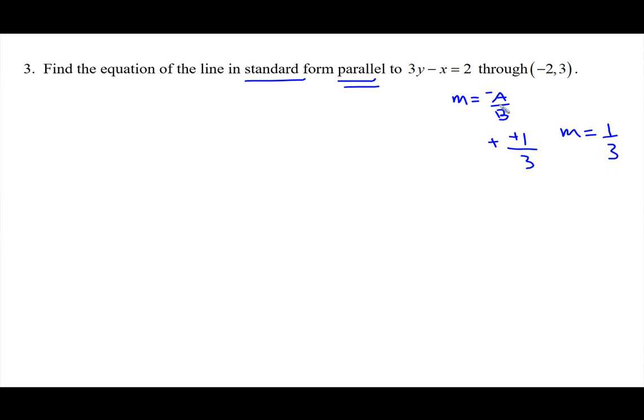Okay. Now you can always just do the work and get y by itself. You know, put this into slope-intercept form to find the m. You could do it that way too. But if you remember this shortcut, then you could do it a lot faster. It's really up to you.